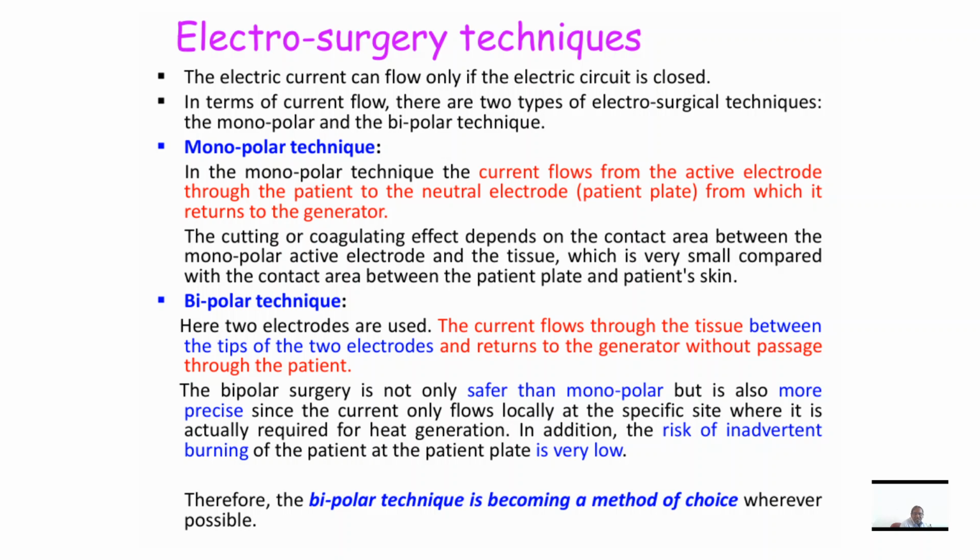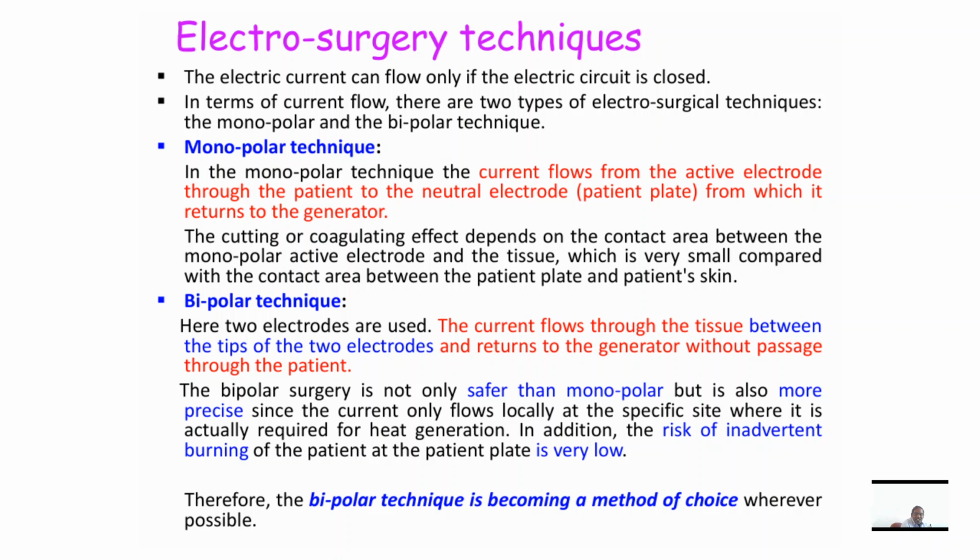In the monopolar technique, the current flows from the active electrode through the patient to the neutral electrode, called the patient plate or reference, from which it returns to the generator. Only one active electrode; that is called monopolar. In bipolar, we have two active electrodes, so current passes from one active electrode to the other through the tissue. It is called bipolar.